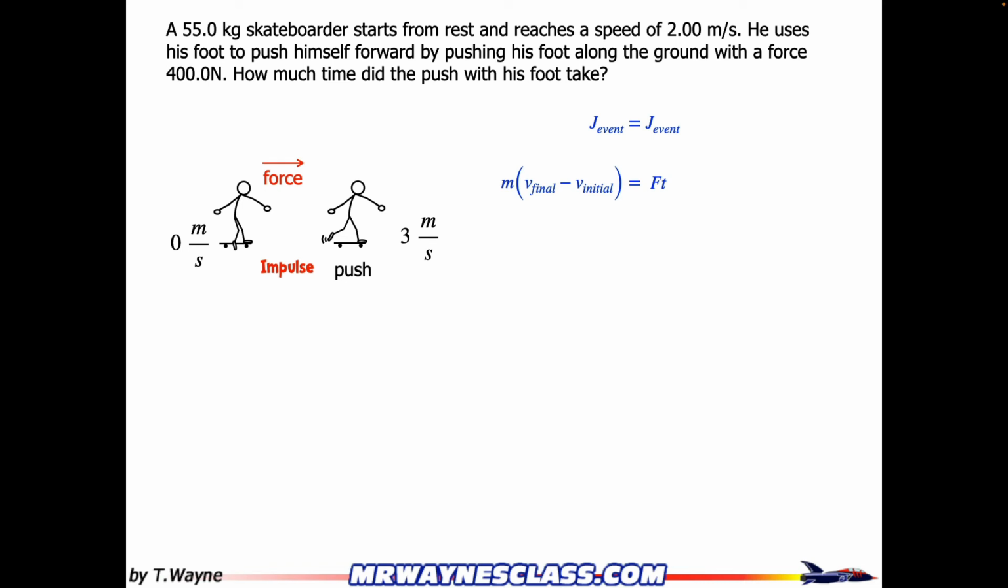Now I'll rearrange these to find the time all by itself. Then I'll put in my givens, and that gives me 55 kilograms on the numerator times 2 meters per second minus 0 divided by 400, and that's going to give me a time of 0.275 seconds. So the skateboarder is pushing with their foot on the ground for a period of almost 3/10 of a second.